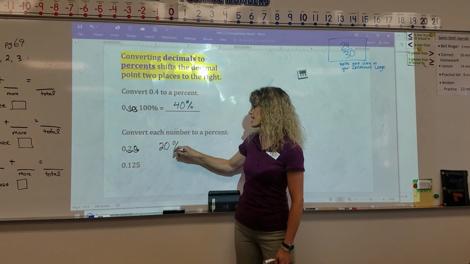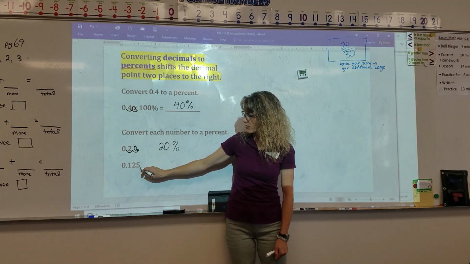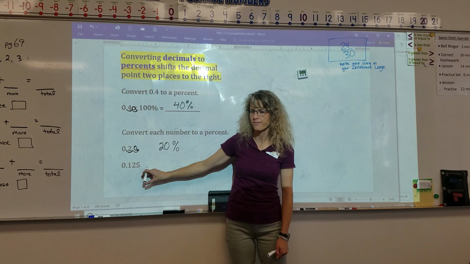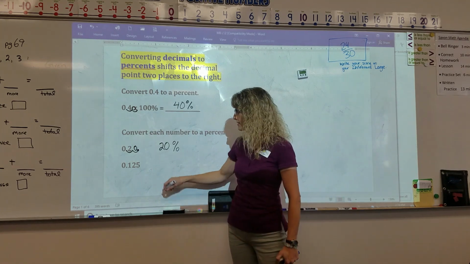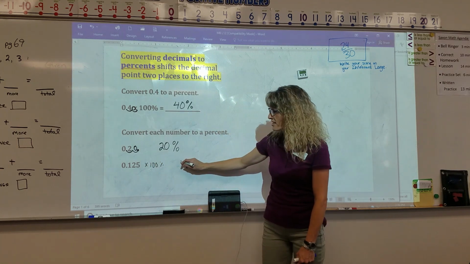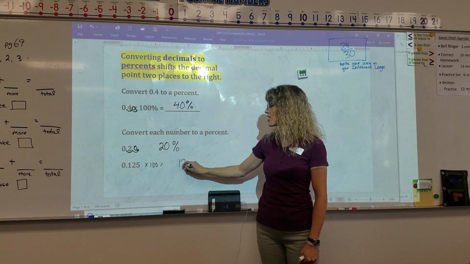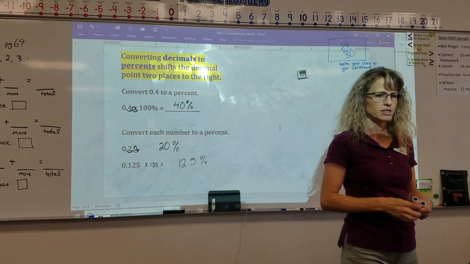So to convert this one, I'd go once, twice, draw my point, fill it in with a 0, and I get 20%. How do I do this one? Let's call on someone. How would I move the decimal on this one? What about Lexi? We still times it by 100. Okay, where does that end up, my decimal? 12.5. 12.5%. Very good. Any questions on that?